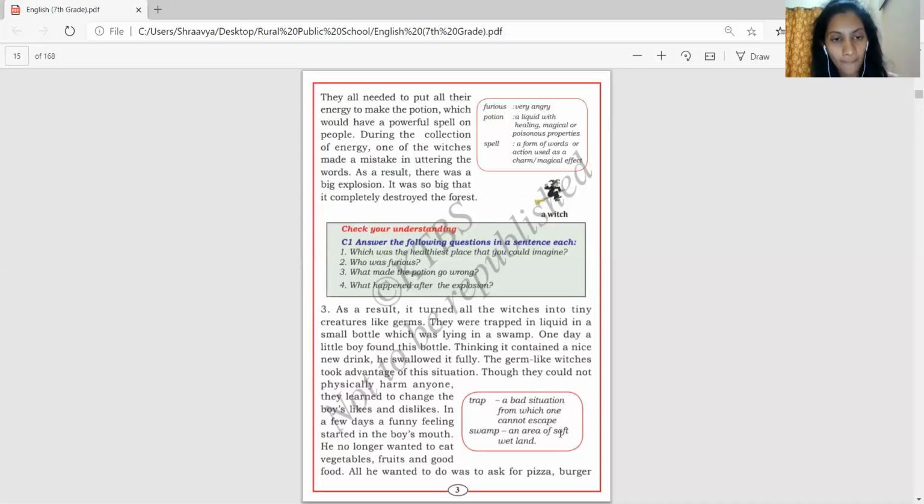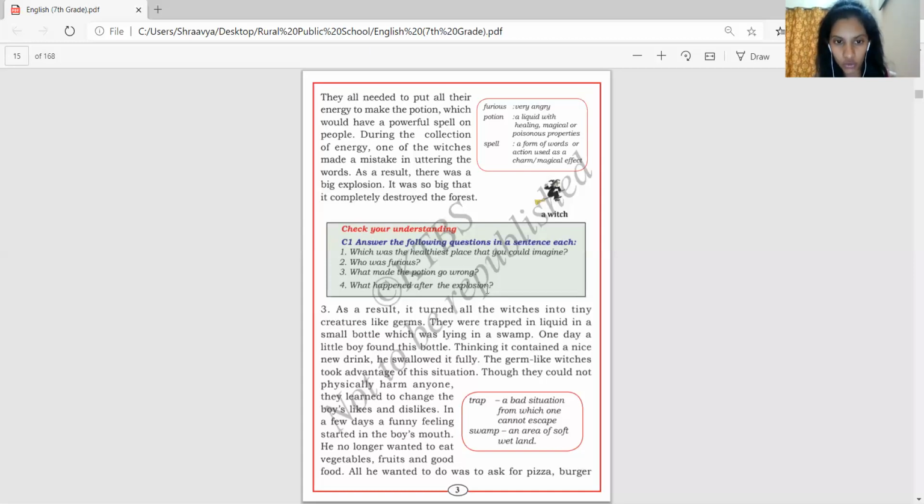Third question, what made the potion go wrong? Try to remember, we read that one of the witches made a mistake in uttering the words, which is why the potion went wrong and there was a big explosion.